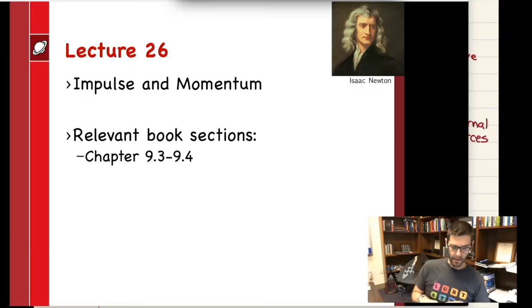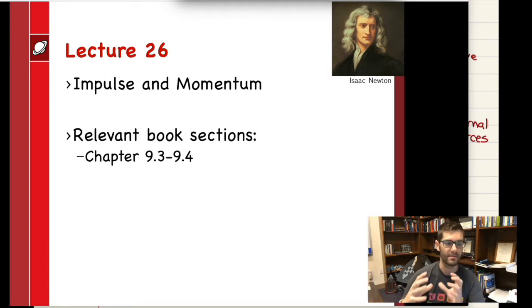Alrighty, now for something slightly different. As you can see by the picture, we are done with energy, and we are back on Newton. Now we're going to start talking about impulse and a different quantity called momentum. Momentum, kind of like energy, there's no new physics really being done here in this next chapter.